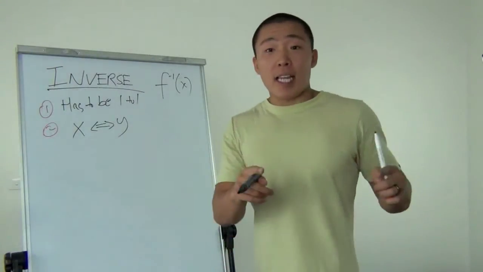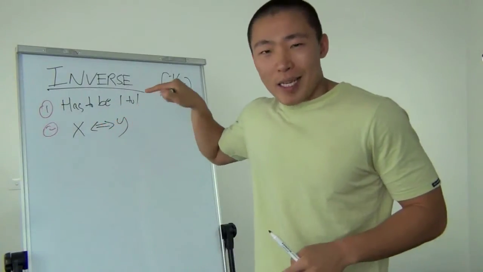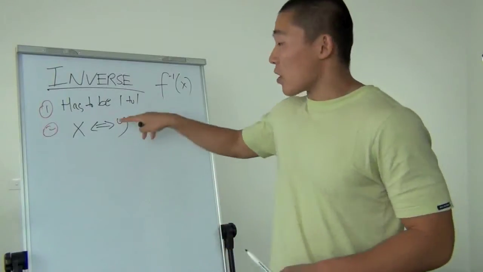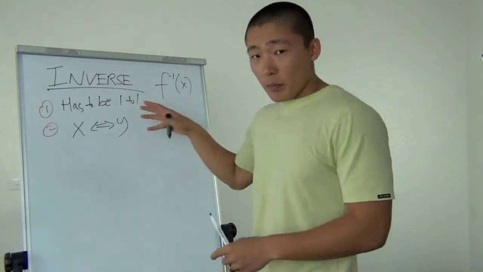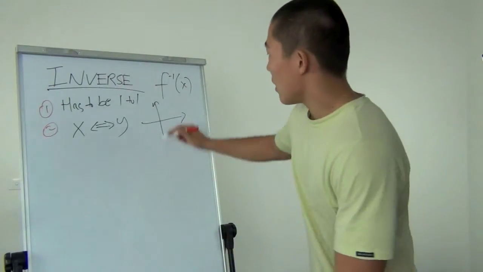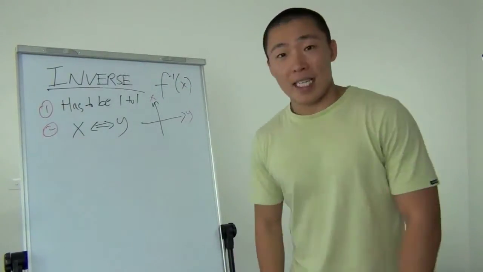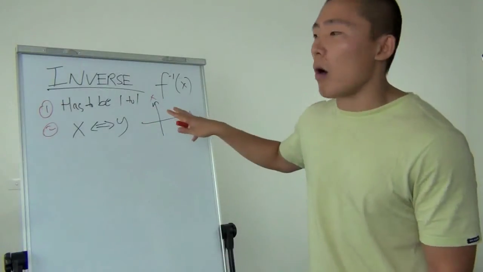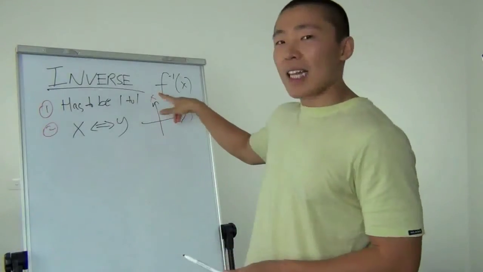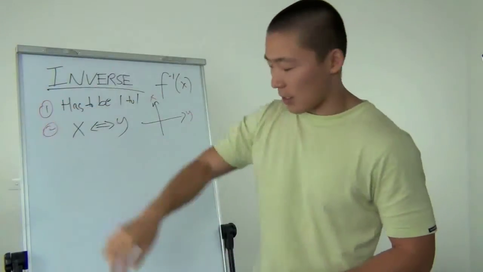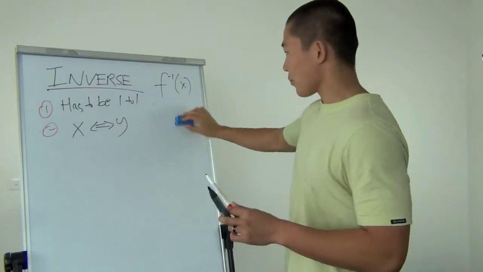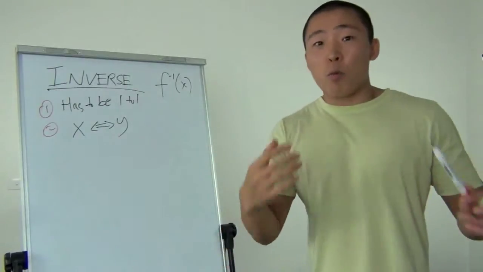Okay, so this is how it works. Whenever you have to find the equation of an inverse function, you have to swap the x with a y. You probably know this. But what most people don't realize is that now the x is up here and the y is down here. It's almost like the y-axis is swapped with the x-axis. So x swaps with y.